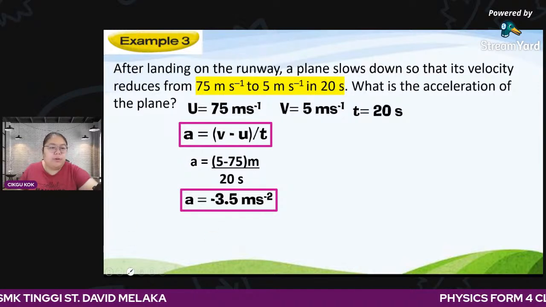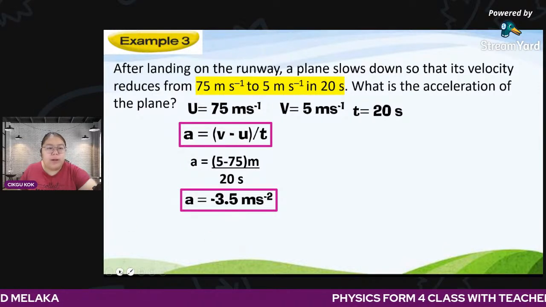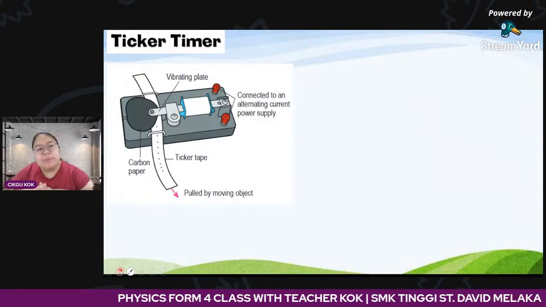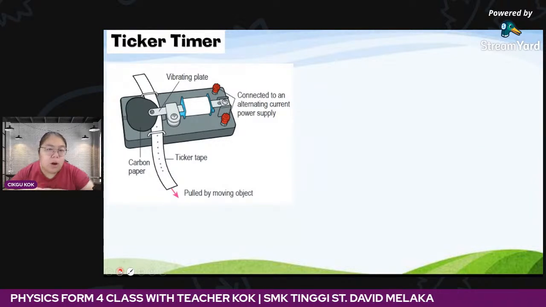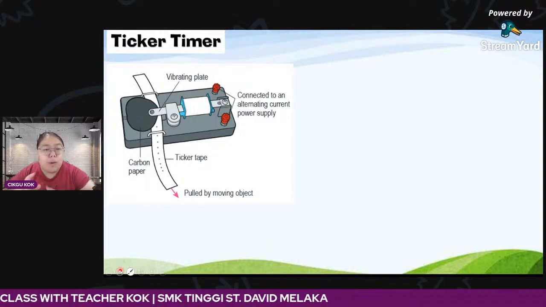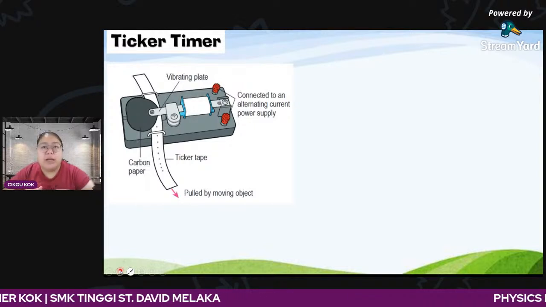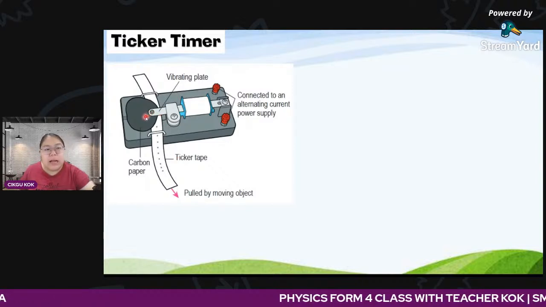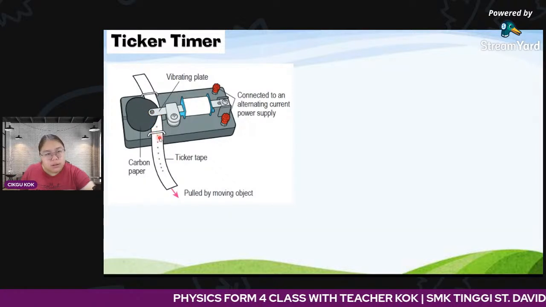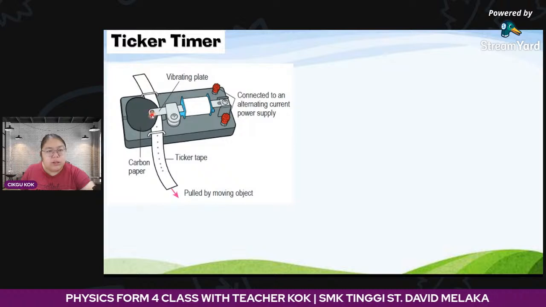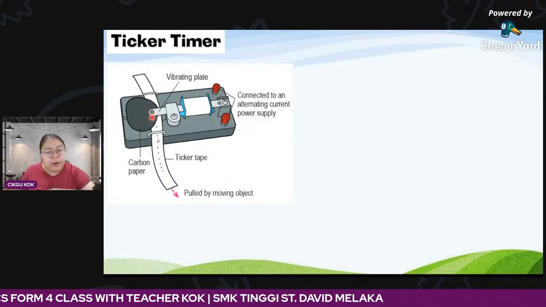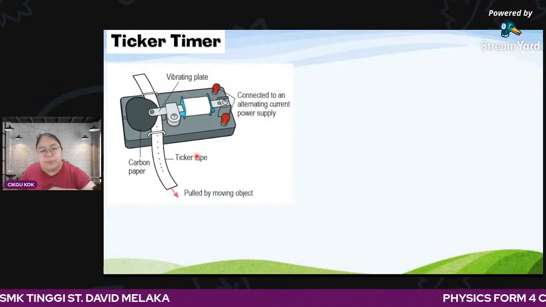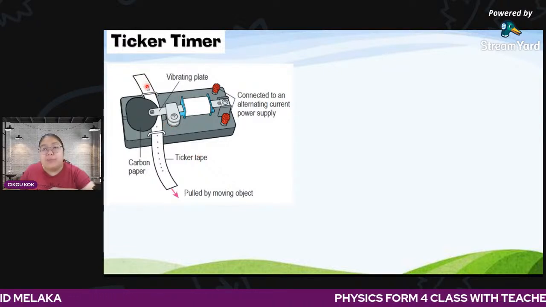Okay, so from here we need to go to another one. Ticker timer. A ticker timer is one of the vibrating objects that can measure the motion of an object by using ticker tape. You can see this one is carbon, put below one of the nails. The nail will vibrate. This white paper tape, we call it a ticker tape. When starting, it's empty, nothing.